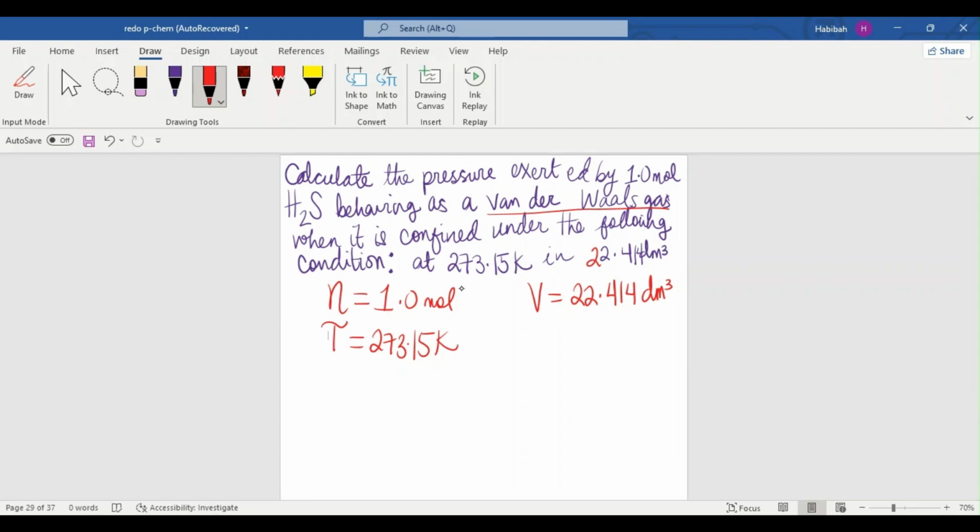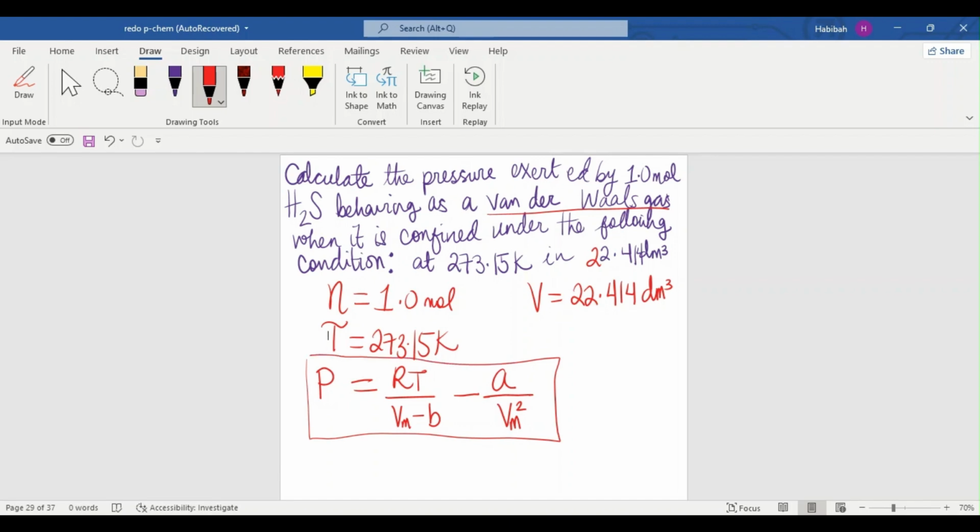Since we're dealing with a van der Waals gas and we've been given the number of moles, the temperature, and the volume, the next thing you have to do is write out the formula for determining pressure of a van der Waals gas, which is simply pressure equals RT divided by the molar volume minus the parameter B, minus A, which is the second parameter of the van der Waals gas, divided by Vm squared. Of course, R is the gas constant, T is temperature, Vm is molar volume, and this is the formula we're going to need to solve this question.